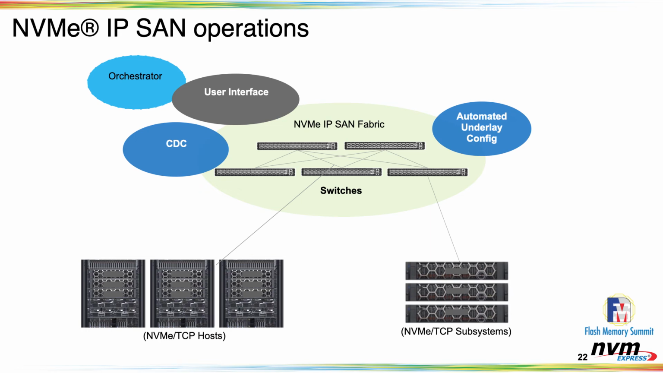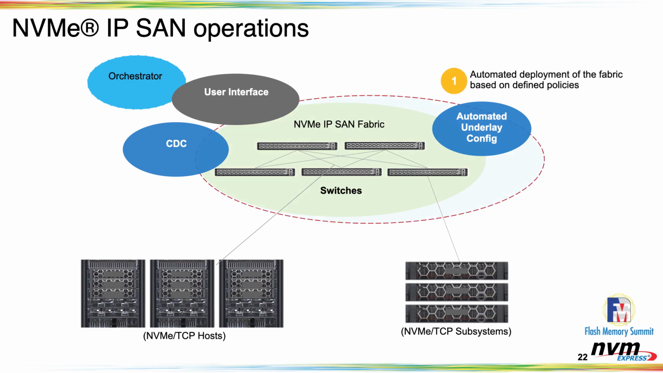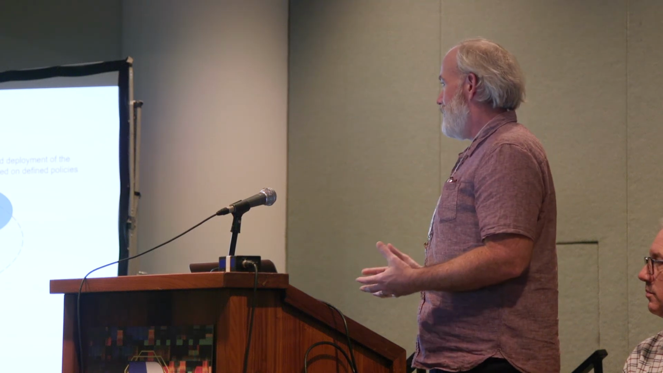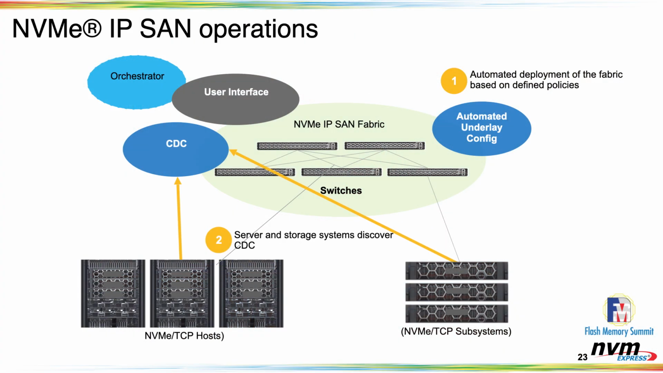It's a leaf spine. And one of the first things that you've got to do when you're creating a fabric is you've got to get those switches to communicate with one another to enable IP reachability between any ports on that fabric. In general, every vendor has different functionality that would allow you to create a leaf spine based on maybe some defined policies. And so that would be the very first step, forming your IP SAN fabric and enabling IP reachability between any two endpoints. Next would be for the subsystems and the servers to discover the CDC.